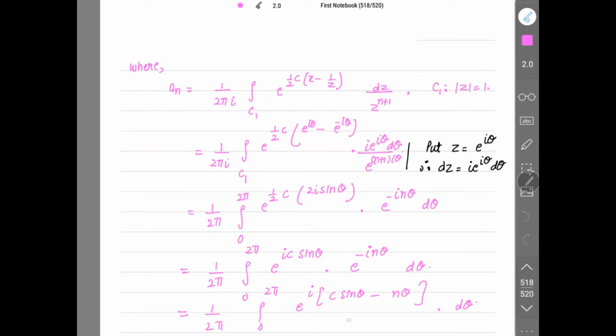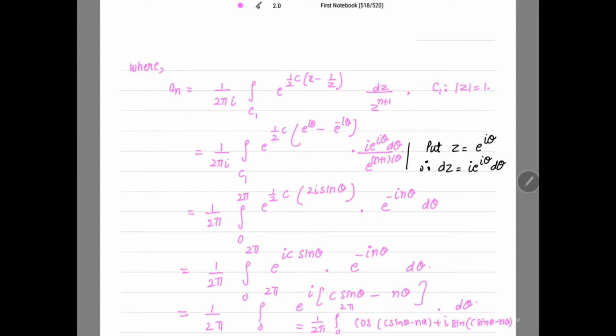Can I write this step here? This is nothing but 1 over 2 pi integration 0 to 2 pi. Yes, you just have to write the formula for e to the power iota t, which is cos of t, that is cos of (c sine theta minus n theta), plus iota sine of (c sine theta minus n theta) d theta.